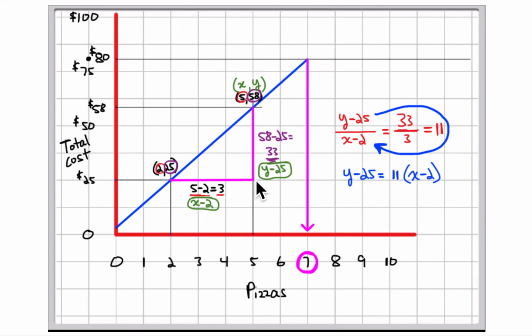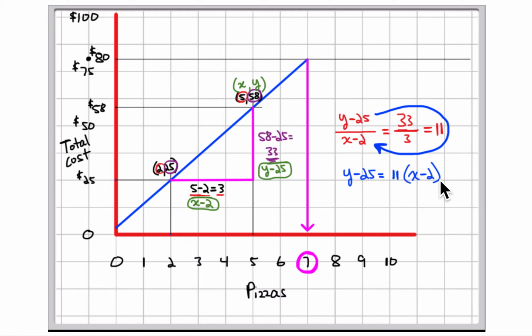Well, that all makes sense, because the number of units in the horizontal direction is 3 pizzas. The number of units in the vertical direction, which is the cost, is 11 times that, because it's $11 per pizza. 11 times 3 is equal to 33. So that makes sense. So you can just say the number of units in the vertical direction, y minus 25 right here, is 11 times the number of units in the horizontal direction, or x minus 2.